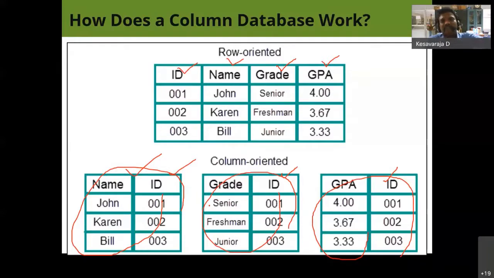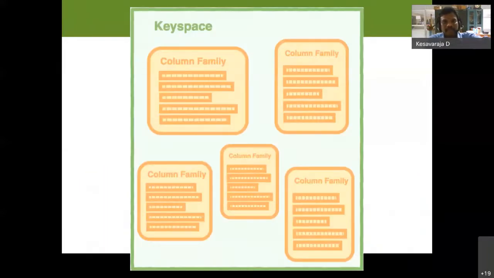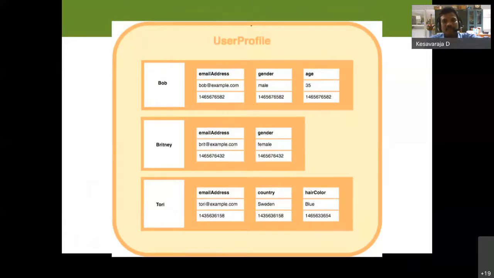I'm giving another example again. A column space. User profile is an example. The Bob user profile comprises an email address, which is a column with ID. Gender is a column with ID. Age is a column with hashtag. But Brittany is another user having a profile with email address and gender only. So it's a column-based approach. If it comprises a column data, it is added. If it's not comprised, that's not a problem.